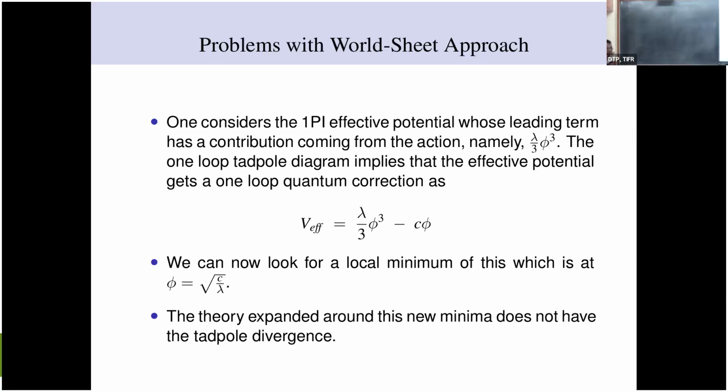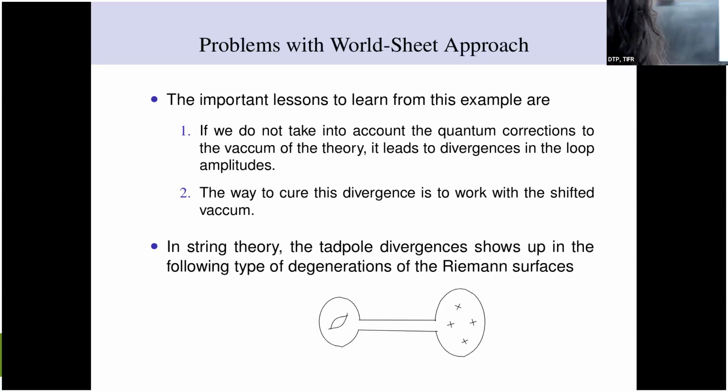So the 1-point function computed around this new vacuum will vanish. The important lesson we learn from this example is that if we do not take into account quantum corrections to the vacuum of the theory, modulo all the subtlety, then it leads to divergences in the loop amplitude. And the way to cure this divergence is to work with the shifted vacuum.